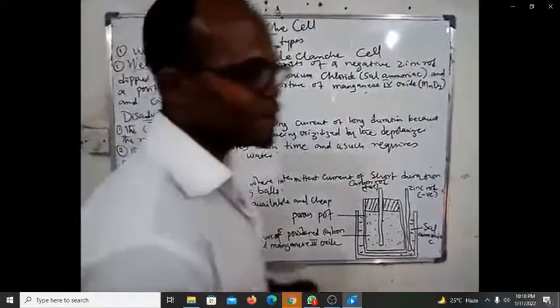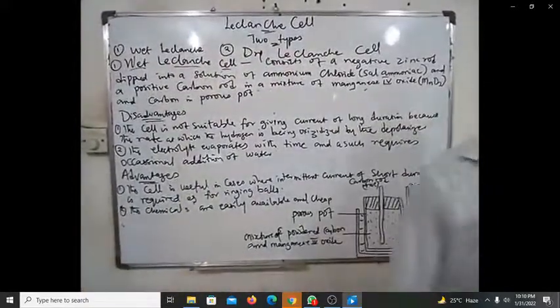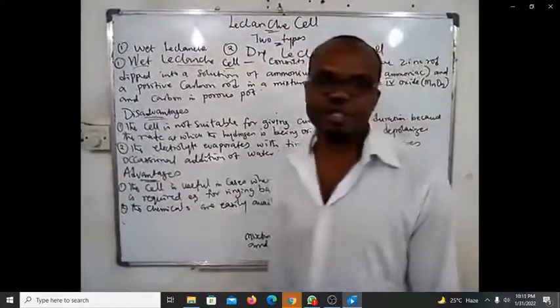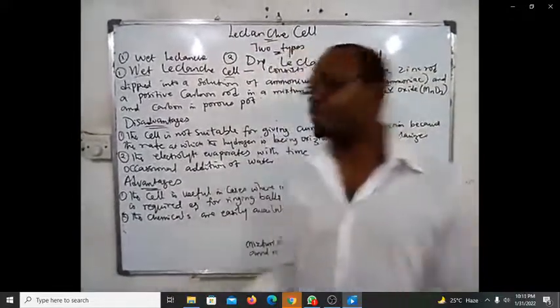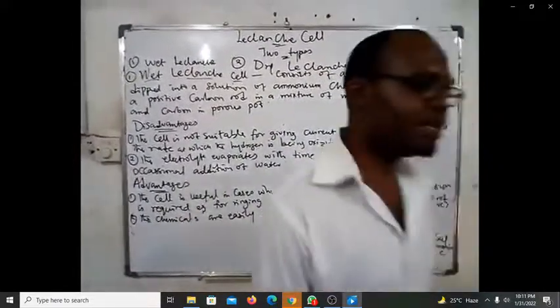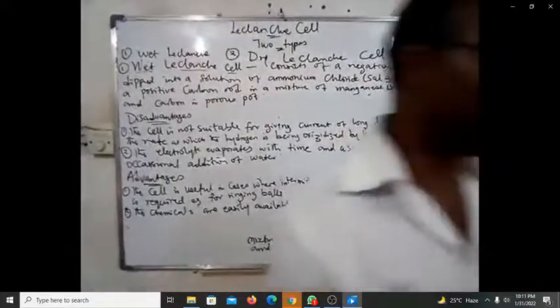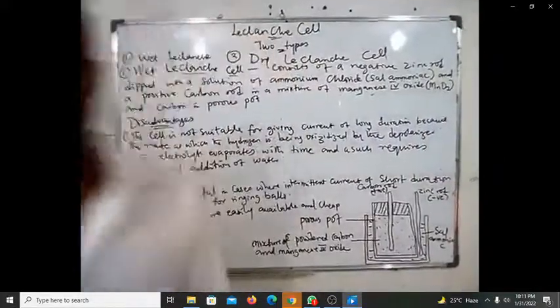Is that clear? So JAMB will ask you which of the following cells is good for ringing bells, and what is the reason? You say it's wet Leclanche cell because of the fact that it can give light for a short period of time. Is that clear?